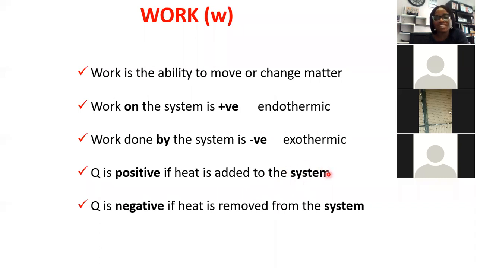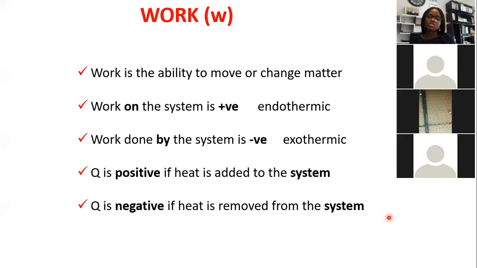David says endo, Jemima endo. Thank you, everyone. Banjo, thank you. Lawal, thank you. I can see that. So we say that it is endothermic. But if Q is negative, that means that it is removed from the system, or the system releases it to the surroundings. We say it is exothermic.